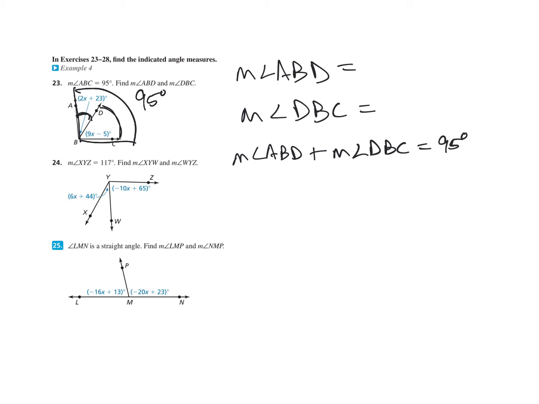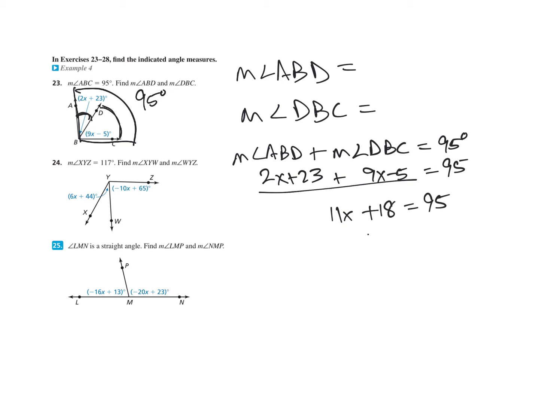All right, so we substitute and say 2x plus 23 plus 9x minus 5, that's equal to 95 degrees. And now we can solve. This is on the same side of the equal sign, so we add things together. 11x, 23 and minus 5 is 18. Subtract 18. 11x equals 77. Divide off the 11, x equals 7.